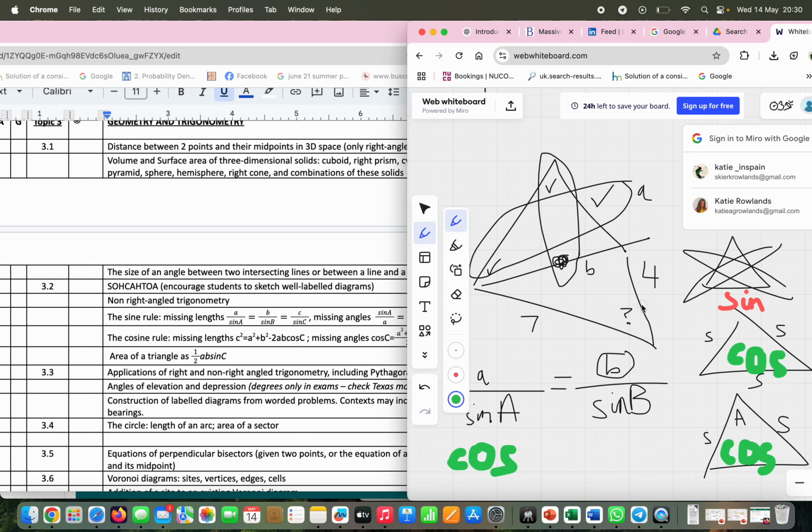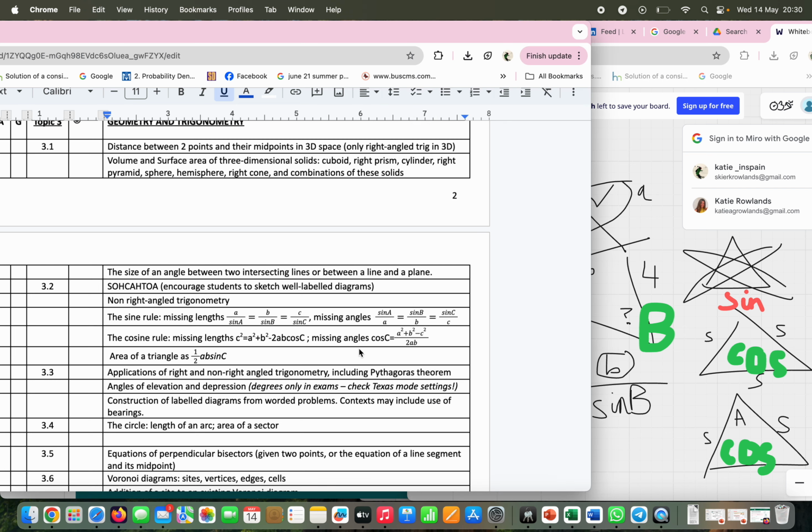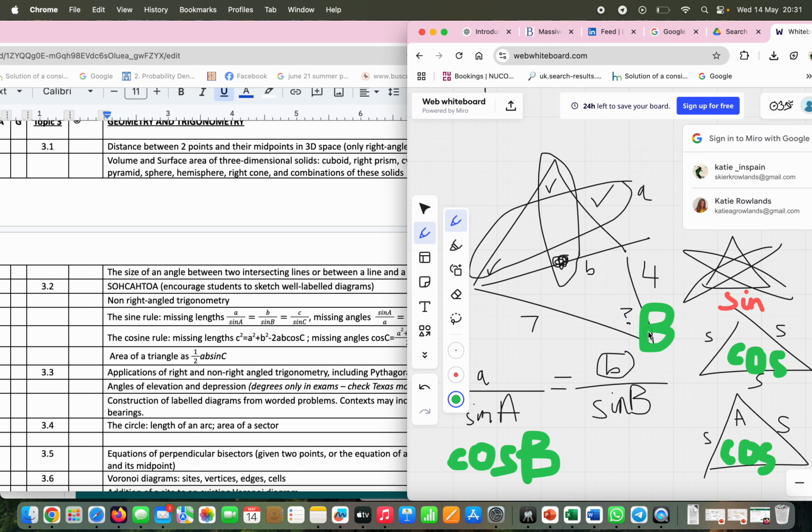So let's say, for example, we wanted to call this particular angle B. Well, then this would be the cos of B formula, which means wherever you have a C, you need to replace it with a B, and wherever you have a B, you replace it with a C. Another thing you can do is, if you don't like the letters in the diagram, you can relabel the letters in the diagram.